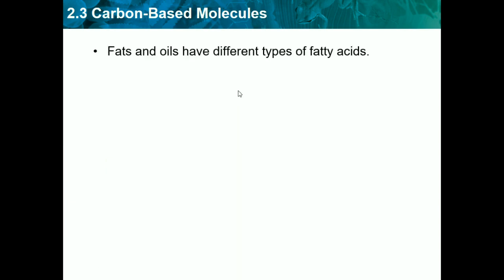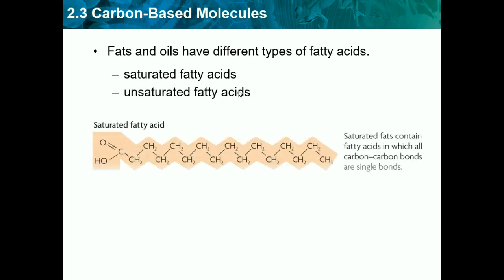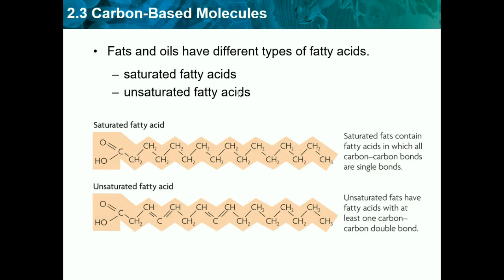So, next, fats and oils have different types of fatty acids. And as we remember, fatty acids are the monomer, mono is one, so it's the monomer of lipids. So there's two different types. There's saturated and unsaturated fatty acids. So if you think saturated means it has a lot of one thing, it's like concentrated with something. So saturated, it's concentrated with one thing.